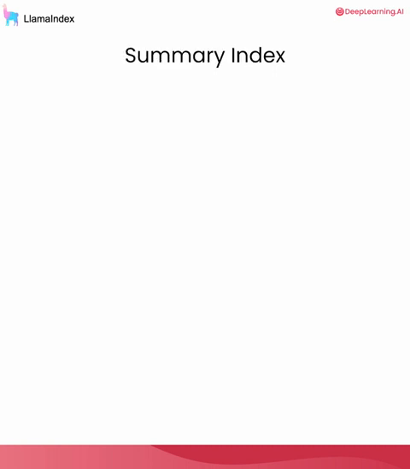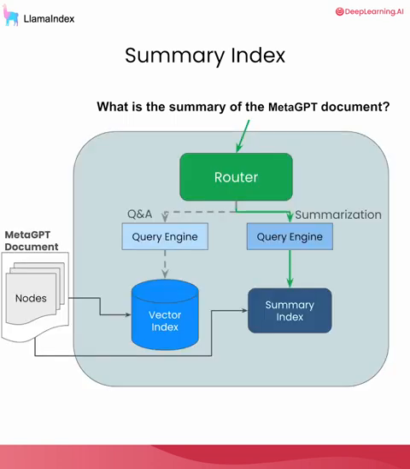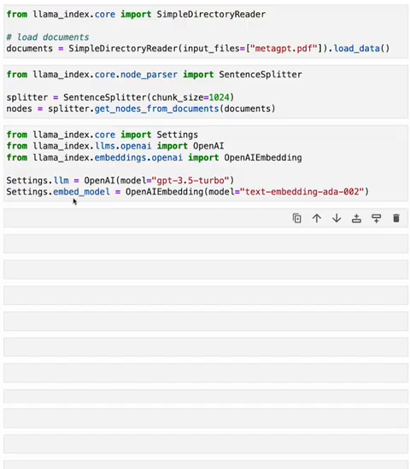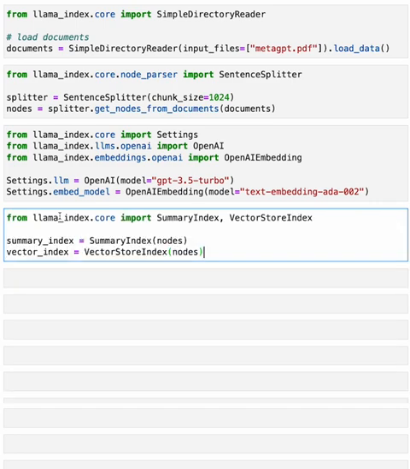A summary index, on the other hand, is also a very simple index, but querying it will return all the nodes currently in the index, so it doesn't necessarily depend on the user query, but will return all the nodes that are currently in the index. To set up both the summary and vector index, it's a matter of importing these 2 simple modules.